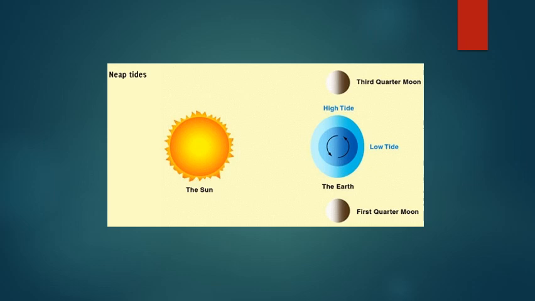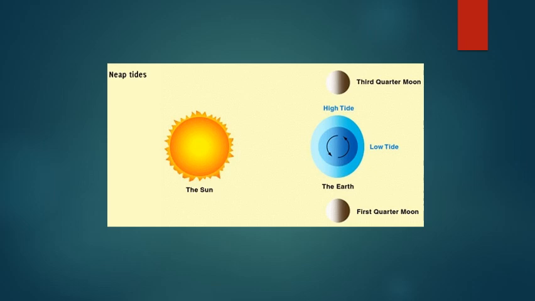At the time of the first and the third quarter of the moon, meaning when only half of the moon is visible, as you can see in the diagram, the earth, sun and the moon are at right angles to each other. The gravitational pull of the sun opposes that of the moon, with the result that the difference between the high tide and the low tide levels is the least. The high tide is lower and the low tide is higher than at normal times. These are referred to as neap tides.